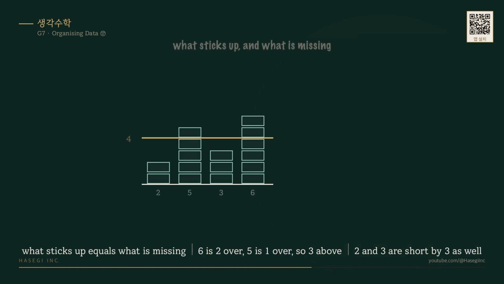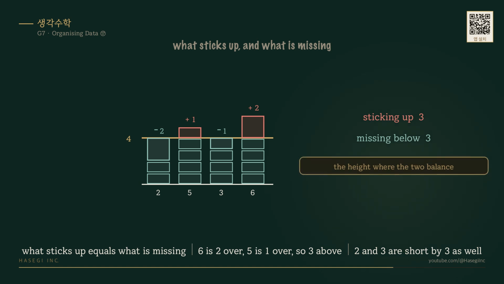A property comes with it. The amount sticking up above the mean and the amount missing below it are exactly equal, because what we shaved off the top is precisely what filled the bottom. 6 is 2 over, and 5 is 1 over, giving 3 above. 2 is 2 short, and 3 is 1 short, giving 3 below. The mean is where those two balance.